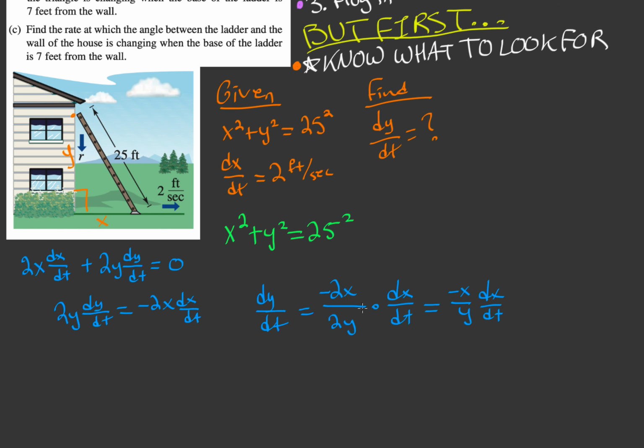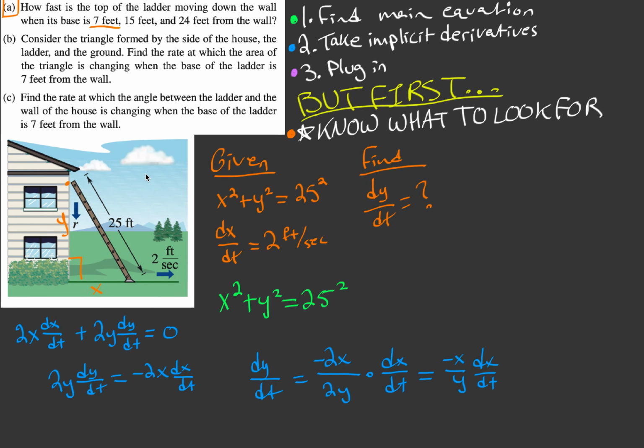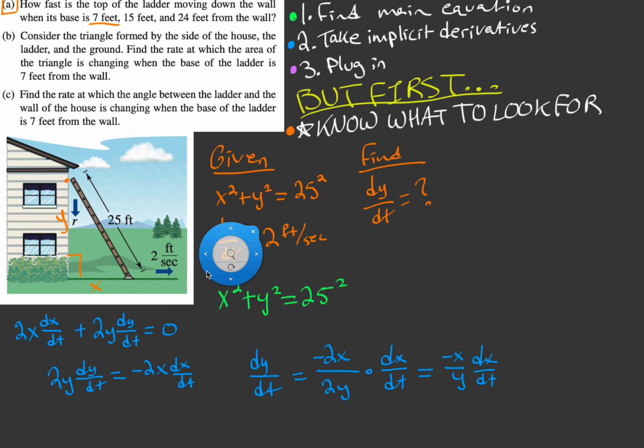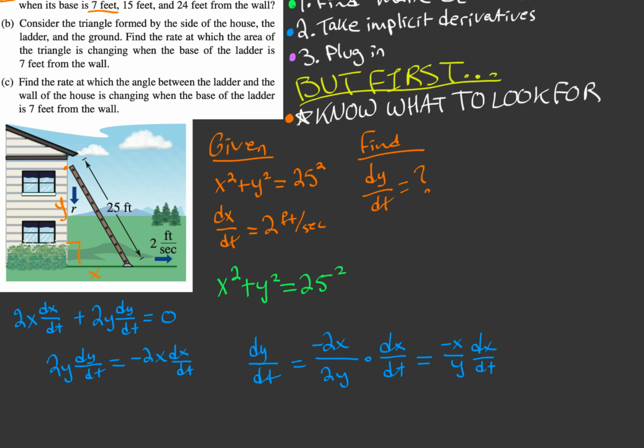First, we plug in for our x. We know our x for this. Actually, do we know it? What did I just say here? We have an equation of x squared plus y squared is equal to 25 squared, and our given is that x is 7 feet. So that's a second given that we had, that x is equal to 7 feet. So that's our plug-in for here.